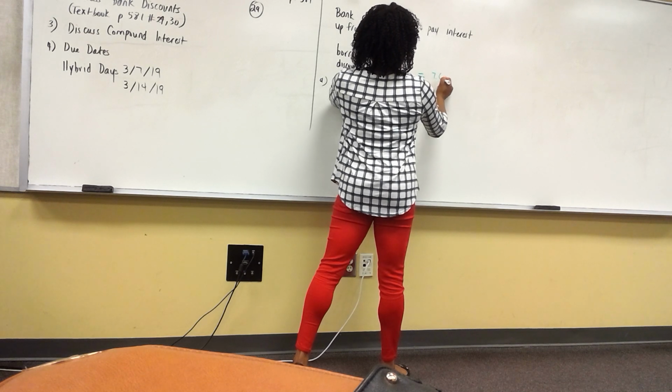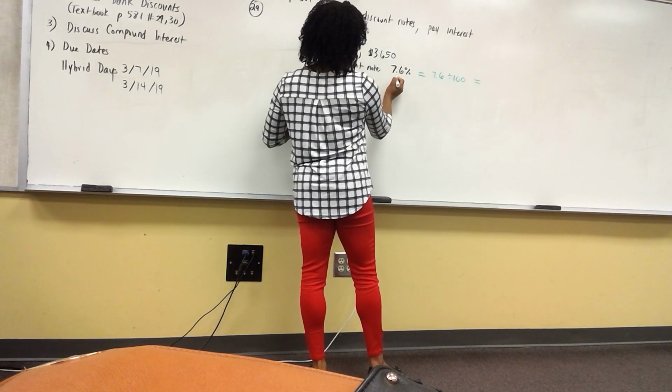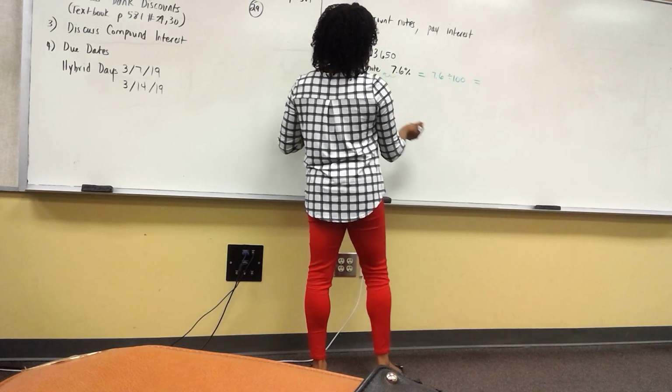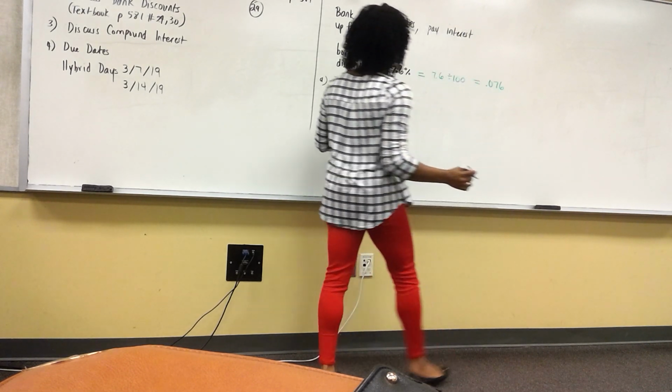So we take the 7.6%, which means part of 100, so divide it by 100, which just moves the decimal place 2 spaces to the left, right? So it's equal to what? What'd you say, Layla? 0.076. Yeah. Okay.